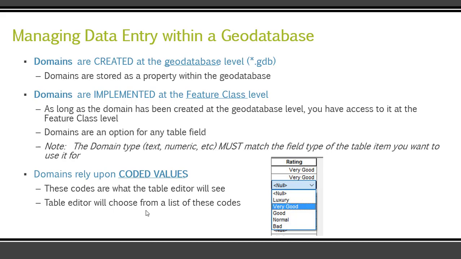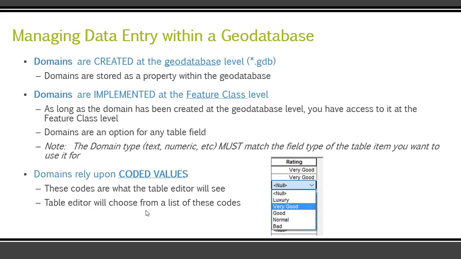As soon as you create a domain, they are available to all of the feature classes within your geodatabase. So that's why we talk about them created and stored at the geodatabase level, and they are implemented at the feature class level. That's where you'll use them. So as long as the domain is in your geodatabase, you have access to it for a feature class. They are an option for any table field.